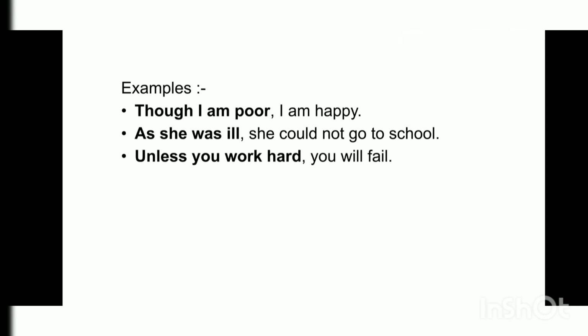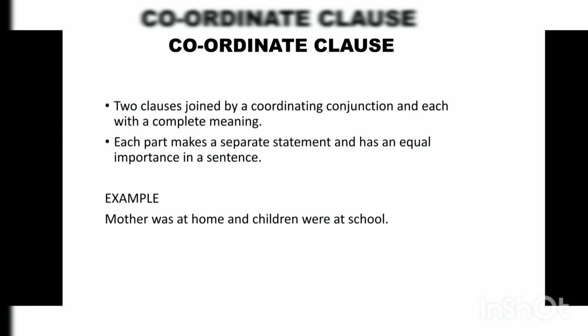Similarly, as she was ill, she could not go to school. Unless you work hard, you will fail. Each subordinate clause depends on the main clause to make a complete sense or the complete meaning. Let's move ahead to what is coordinate clause. When two clauses are joined by a coordinating conjunction and each has a complete meaning, each part makes a separate sentence or statement and has an equal importance in the sentence. Unlike subordinate clause, it does not depend on the main clause.